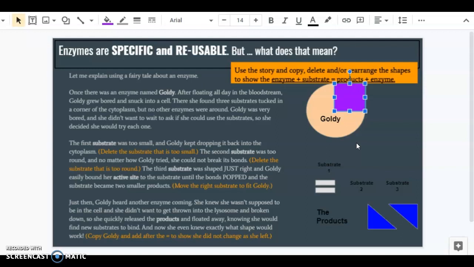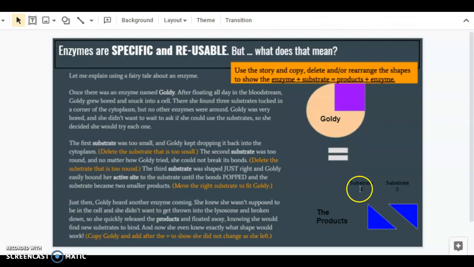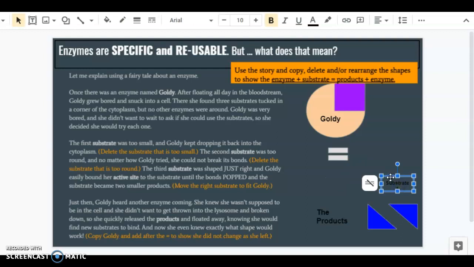So now we are going to show the reaction that she helped happen. Copy Goldie and add after the equals to show she did not change. So here we have Goldie and her substrate. What does that equal? I'm going to put my equal right here. I get rid of my substrate number 1 label because it's gone, and my substrate number 2 label because it's gone, didn't fit. I'm going to drag my substrate 3 label up.